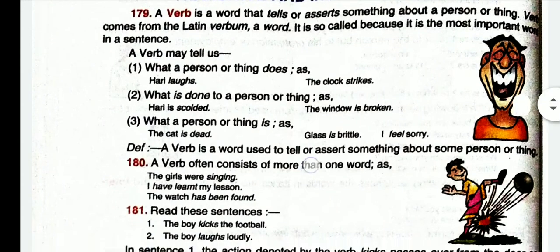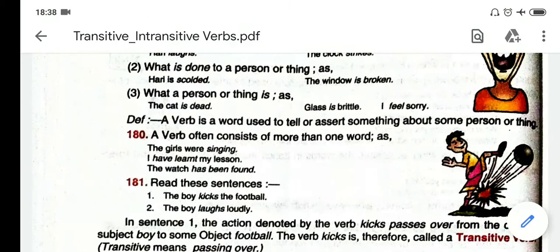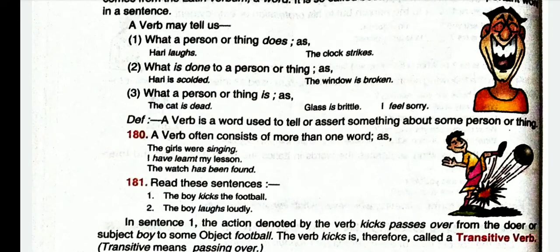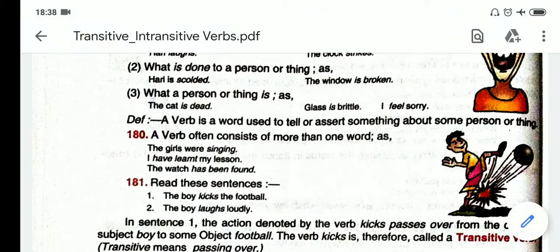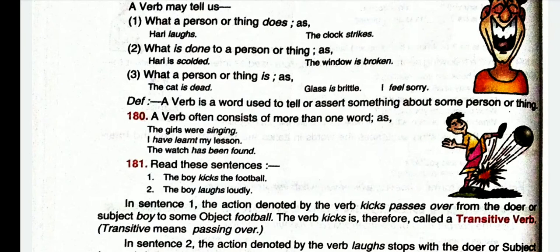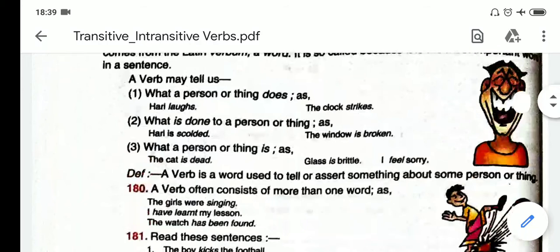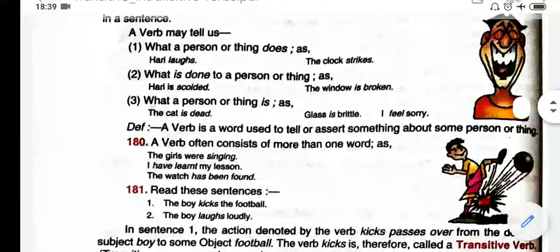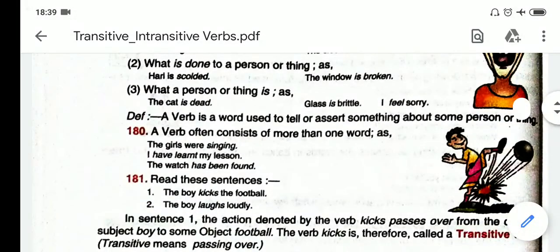Now go ahead. First, now the definition of the verb. As we all know, verb is a word used to tell or assert something about some person or thing. We are moving towards the transitive and intransitive verbs. First, we are looking into the definition and the functions of the verb. First, we saw the definition and the origin of the verb. Then we saw the three different functions of the verb. Then we saw the definition. Now we are moving further towards the types of the verb slowly.